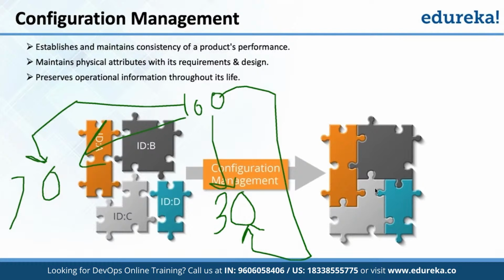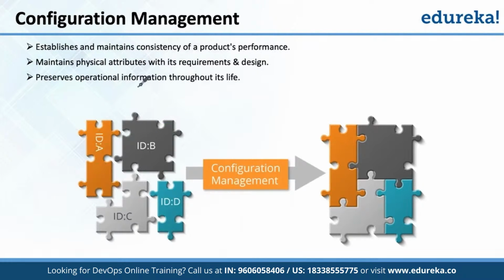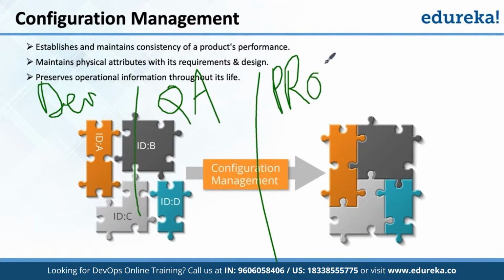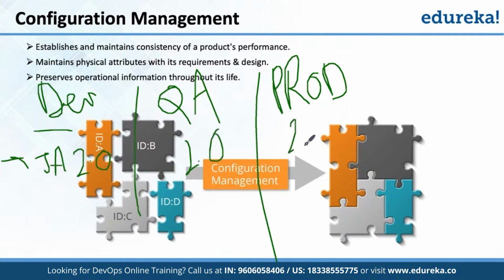Let's take one more example, guys. In any organization, you have got multiple life cycles, right? You have got a dev life cycle, you have got a QA life cycle, you have got a prod life cycle, for example. Now, you have been asked to maintain consistency of deployment across all these life cycles. So when I say that, for example, if Java 2.0 is running on dev, Java 2.0 should be running on QA, and Java 2.0 should be running on prod. How will you do that?